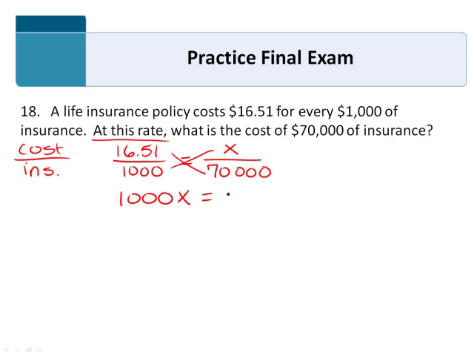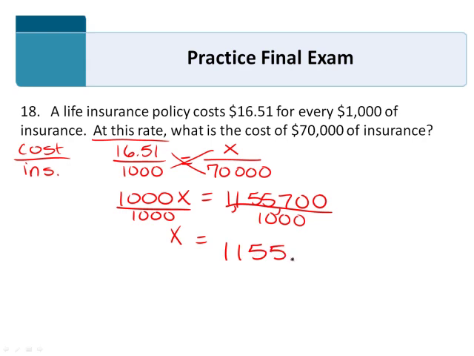Let's see, 1,155,700. Okay, now then we divide by 1,000. Let me write out that 1,000 there. Divide by 1,000 on both sides. So x equals $1,155.70. So it's a lot of money. Of course, $70,000 of insurance is a lot of insurance.